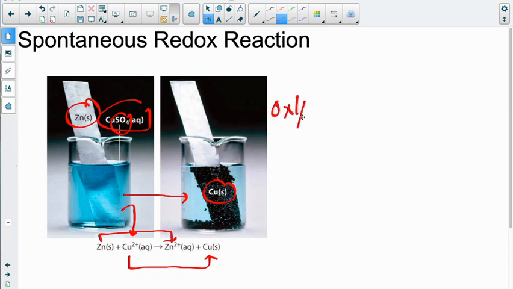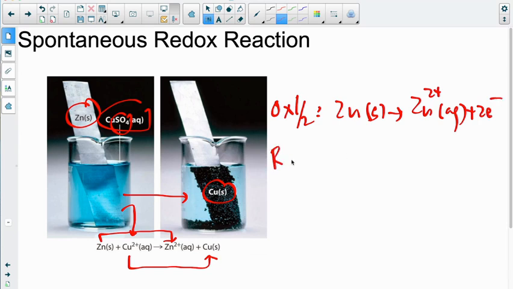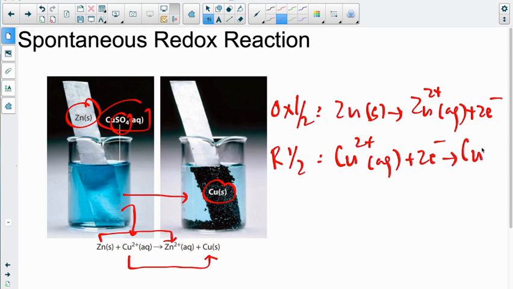So my oxidation half reaction for this reaction here will look as follows. Solid zinc goes to zinc 2+ ions plus 2 electrons. We can also write the reduction half reaction, and here the reduction half reaction will be aqueous copper 2+ ions picking up 2 electrons and forming solid copper. You can see now that in this reaction, zinc produced 2 electrons which were picked up by copper 2+. So zinc transferred 2 electrons to copper 2+ ions.